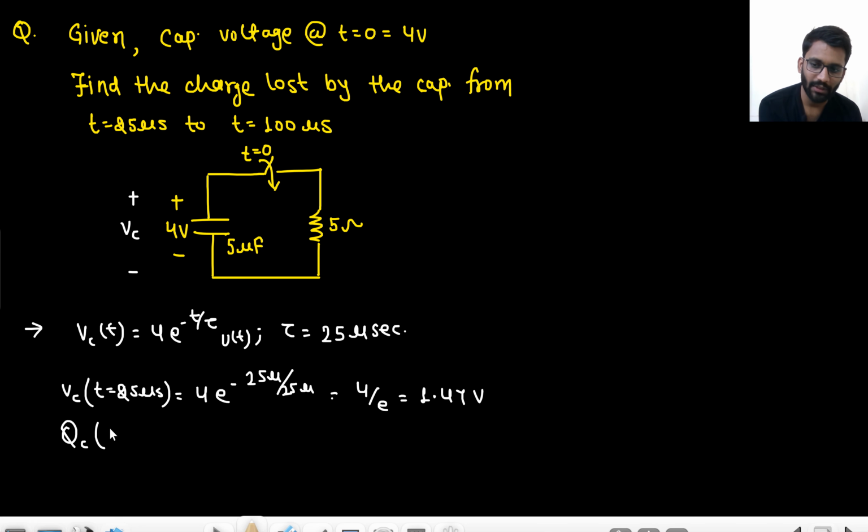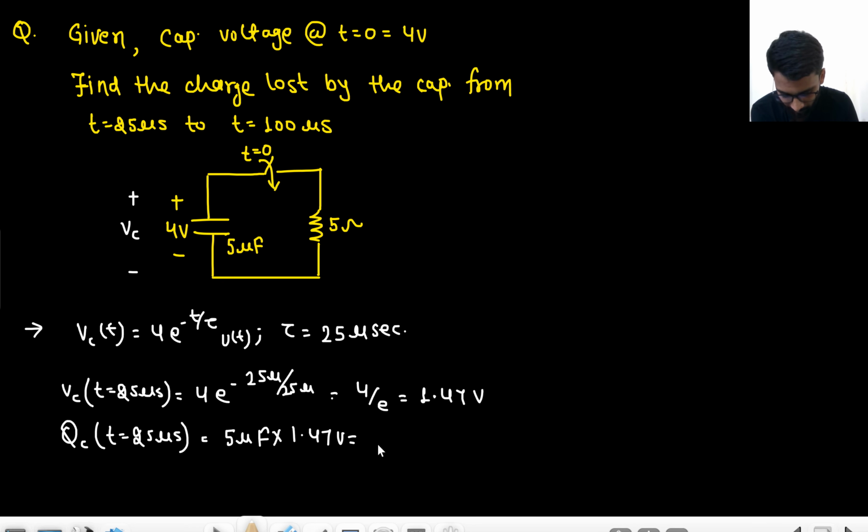Okay. So here you know the VC value at t equals 25 microsecond. Now tell me what will be the QC value at t equals 25 microsecond. Q equals CV, right? So QC value will be the value of capacitance, that is 5 micro, into 1.47 volt. So into 5, that would be 7.36 microcoulomb. Okay, so that is the value of QC at t equals 25 micro. So this is equation 1, I can say.